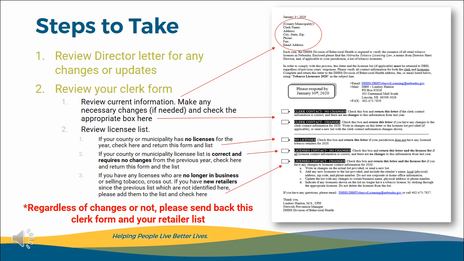If you have questions about the process, we're more than happy to help, and you can reach us at 402-471-7857. Or you can email the dhhs.dbhtobaccolicensing@nebraska.gov.